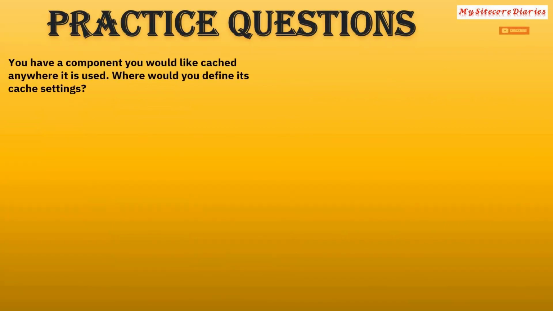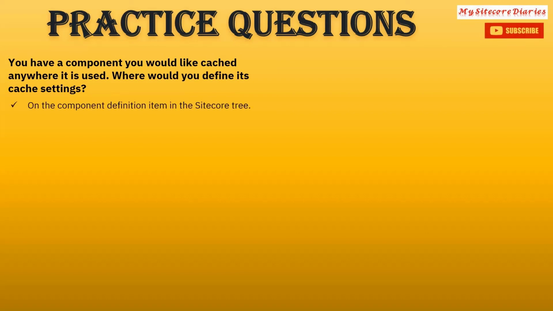The next question is, you have a component you would like to cache anywhere it is used. Where will you define its cache setting? The component should be cached wherever it is used, so it should be defined in the component definition item. So the cache setting should be defined at the component definition item.